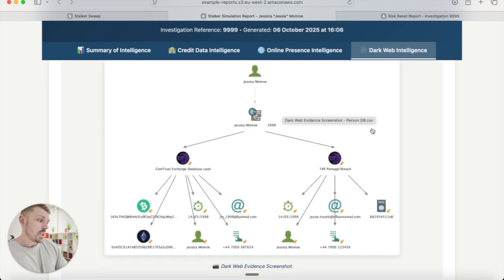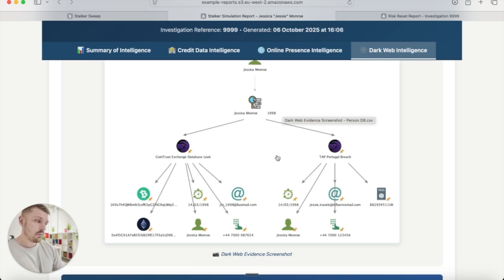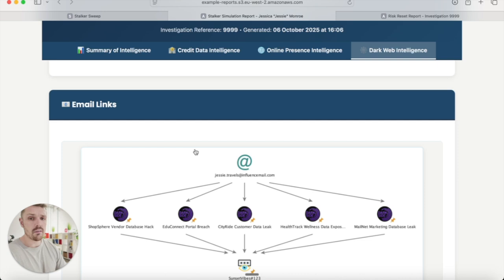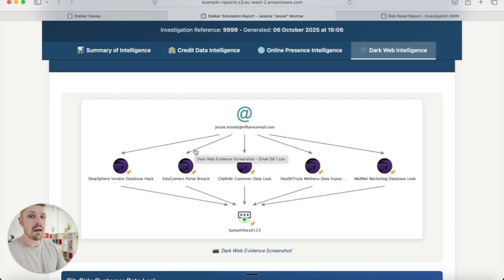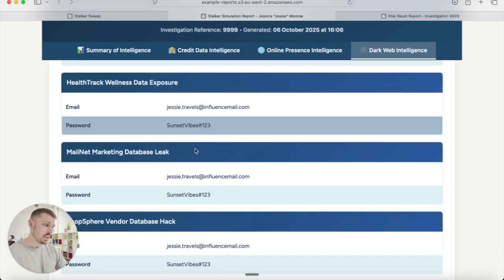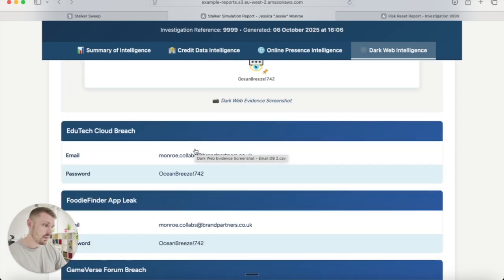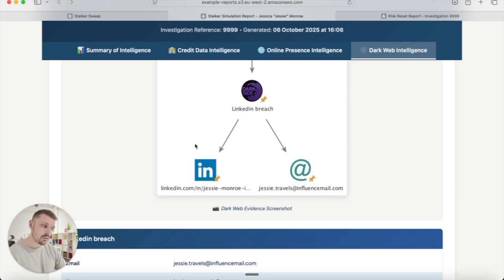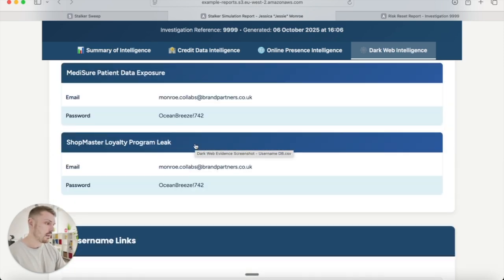So TAP Portugal is an airline that got hacked at some point. Data was dumped onto the dark web, includes a lot of people's passport numbers. Coin Trust Exchange was hacked. A lot of sensitive data taken from there, i.e. Bitcoin addresses, Ethereum addresses, many other companies. Facebook was hacked, so people's mobile numbers linked to Facebook. LinkedIn was hacked. All emails and passwords are on the dark web. Twitter's been hacked. So we get to see a large range of passwords, IP addresses, could be national insurance numbers, could be location data, could be other email addresses, could be other social media accounts.